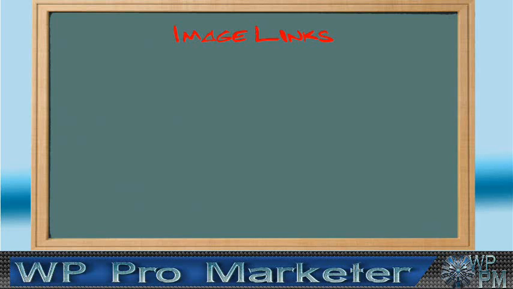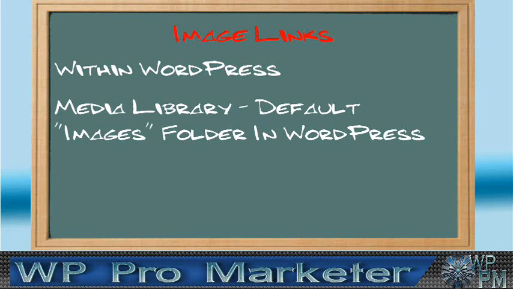Things we have to do, as we discussed earlier, is get those image links to work for us. Normally it goes to the images folder in WordPress. There is no images folder by default. So in order to get this to work within WordPress, we need to use WordPress's default image folder, which is the media library.